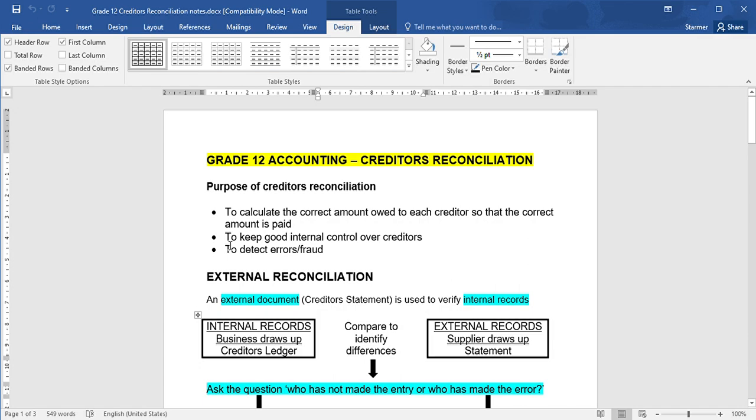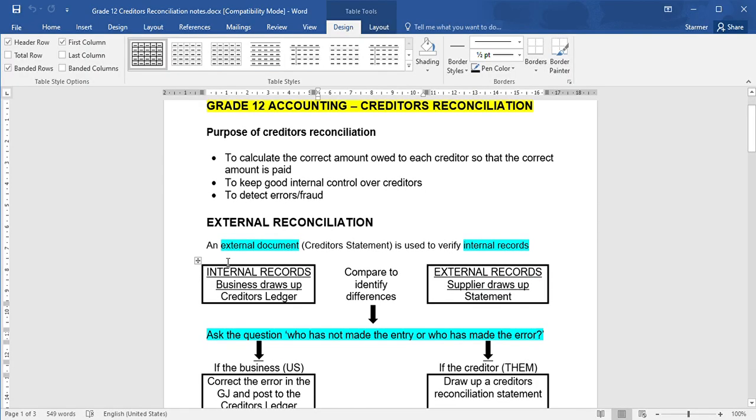The second thing is to keep good internal control over creditors, to keep your eye out on when you need to pay back money, whether you're sticking to the credit terms, whether you're taking advantage of discounts, etc. And then thirdly, to detect errors or fraud. Alright, today I'm going to look at external reconciliation.